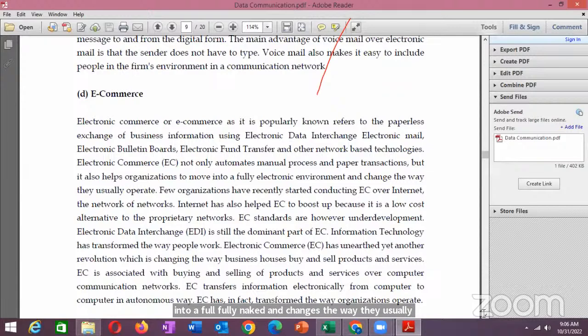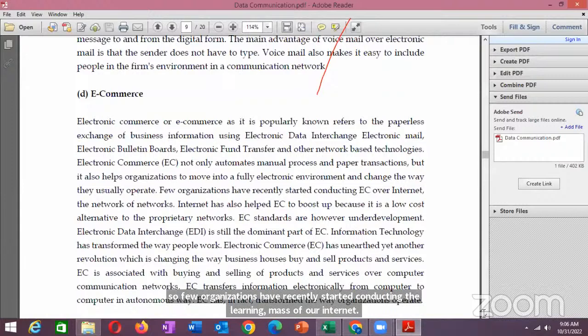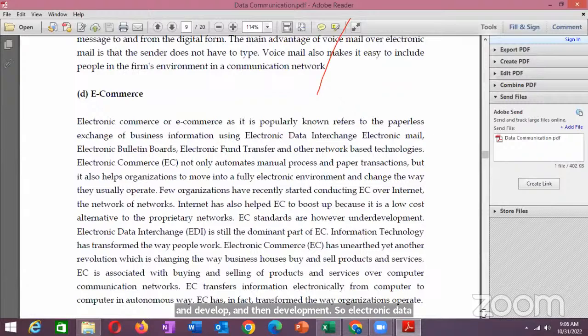A few organizations have recently started conducting electronic commerce over the internet. The internet has also helped electronic commerce to boost up because it is a low-cost alternative to the proprietary networks. Electronic commerce standards are, however, still under development, so electronic data exchange is still the dominant part of electronic commerce. Information technology has transformed the way people work. Electronic commerce has unearthed yet another revolution, which is changing the way business houses buy and sell products and services.